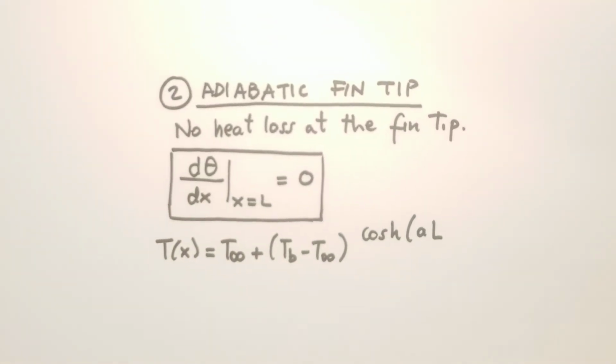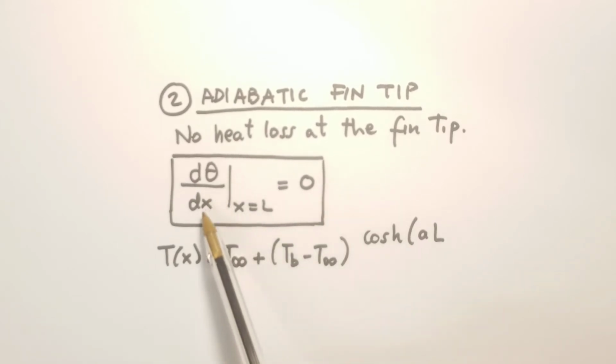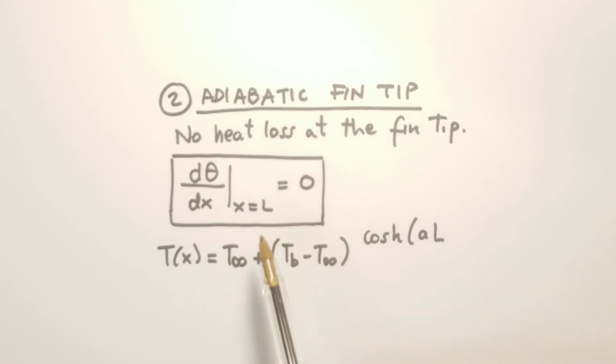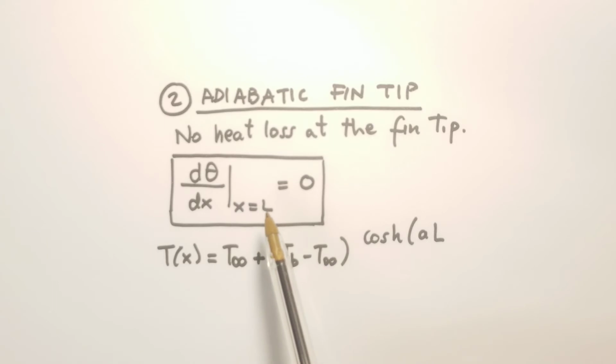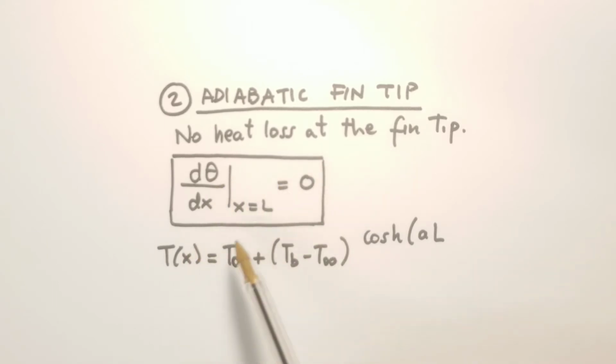So the second case is the case where the fin tip is instead adiabatic, so there's no heat loss at the fin tip. So d theta/dx at x equals L must be 0. Because we've seen that when we have an adiabatic wall or adiabatic surface in general, the gradient of the temperature with respect to the coordinate perpendicular to the surface is 0.